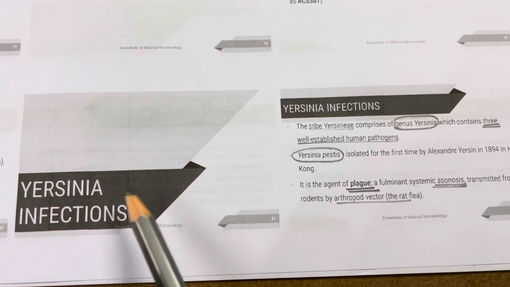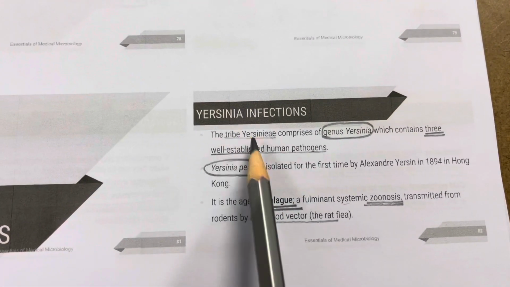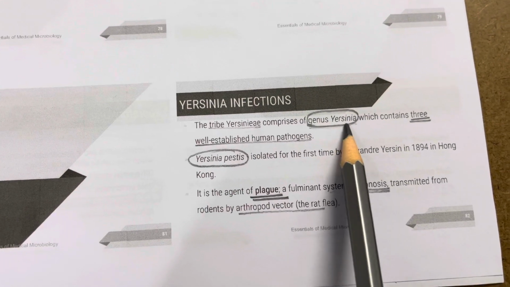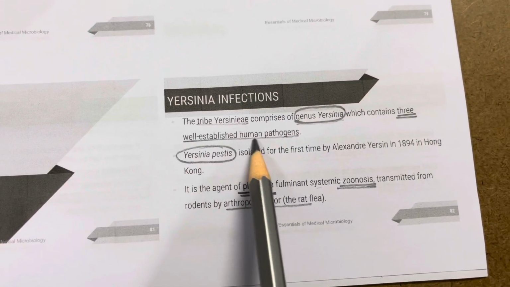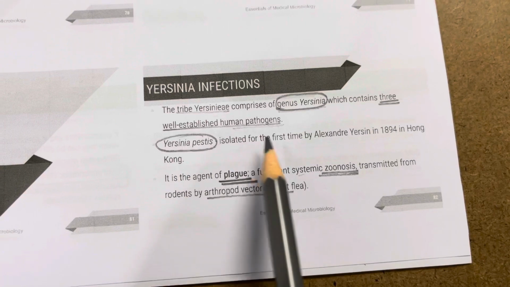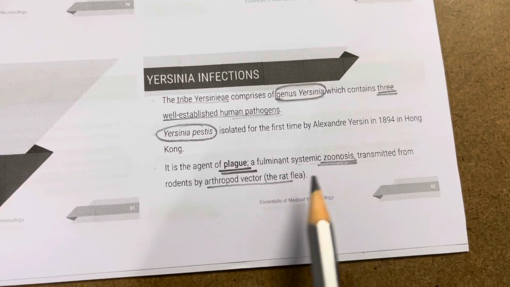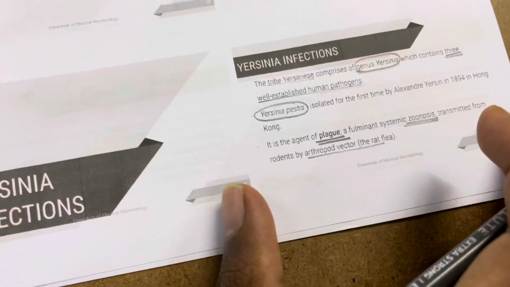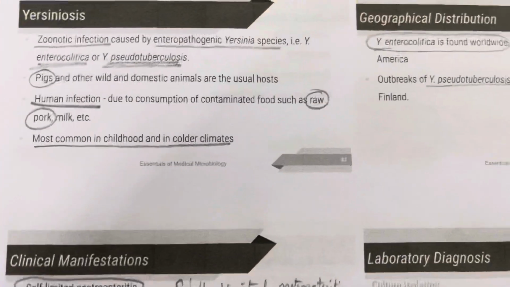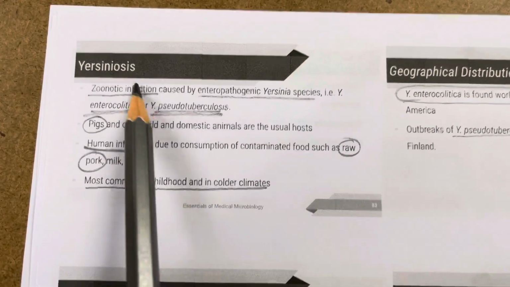So in this video we'll discuss Yersinia infections. The tribe Yersinia comprises the genus Yersinia, which has three well-established human pathogens. Yersinia pestis is the agent of plague, a fulminant systemic zoonosis transmitted from rodents by an arthropod vector, the rat flea. The rat is a rodent. It is transmitted from the rat by a rat flea.